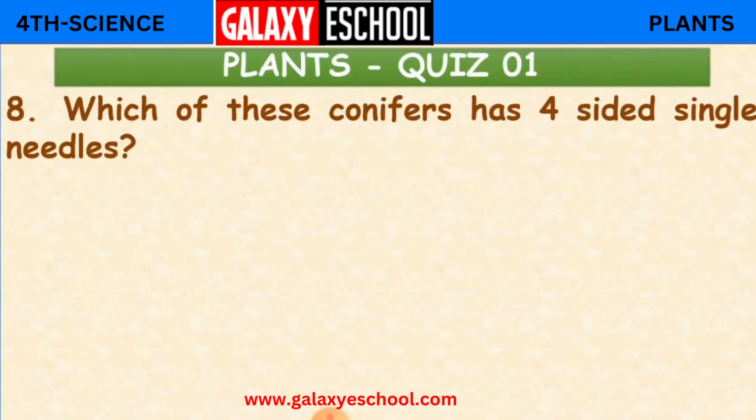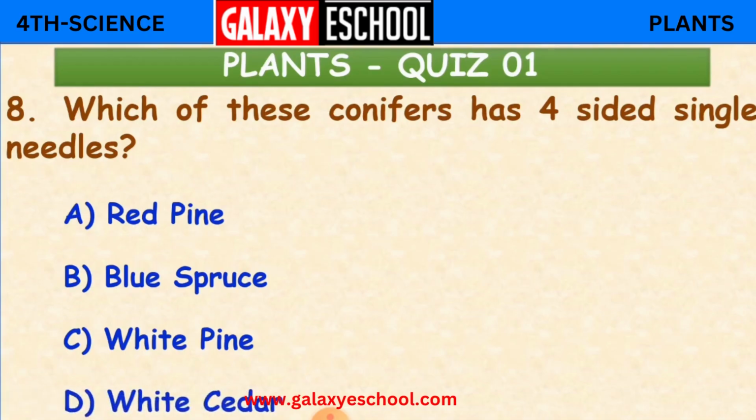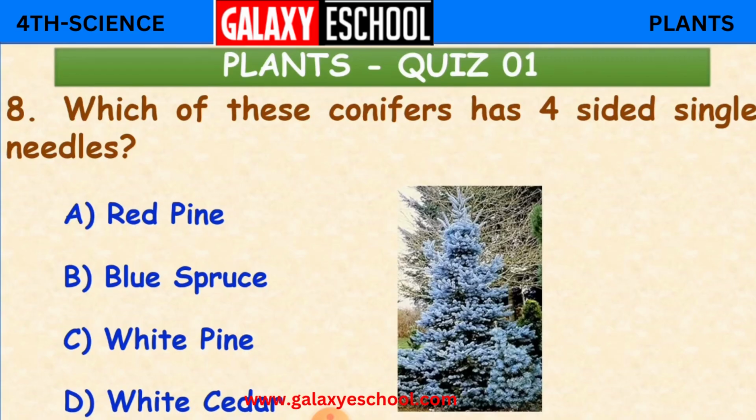Which of these conifers has four-sided single needles? We'll see which tree has. A is red pine, B is blue spruce, C is white pine and D is white cedar. And the answer is blue spruce. See, as you see in the diagram, the leaves are blue in color here, and this plant has four-sided single needle type leaves. This is called blue spruce.